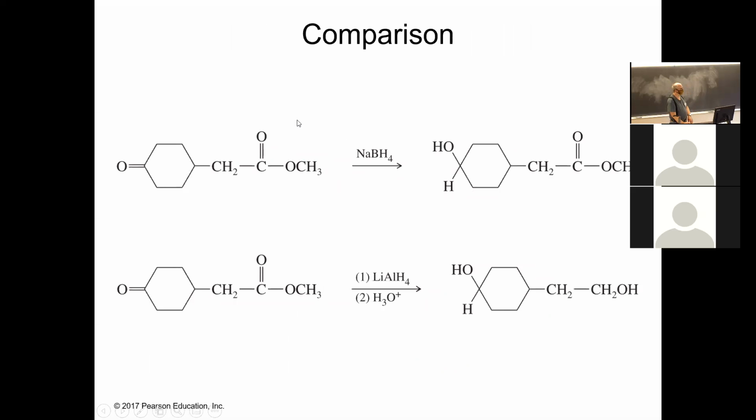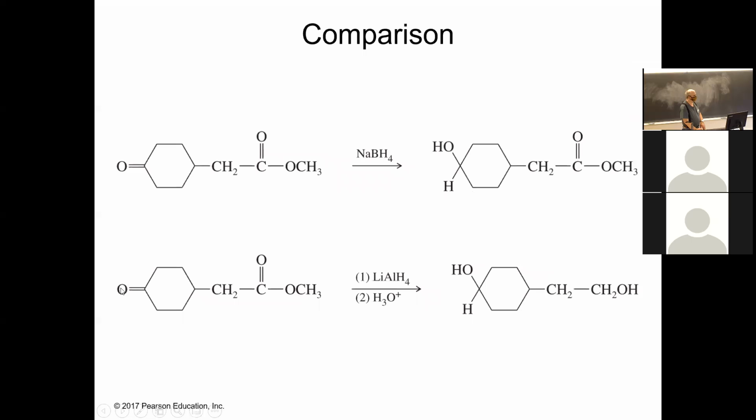So in this first example, we have a ketone over here, we have an ester. Sodium borohydride only reduces the ketone, leaves the ester alone. Lithium aluminum hydride reduces the ketone and the ester. The ester will form a primary alcohol, and then the OCH3 will end up as methanol, so there'll be methanol out here.